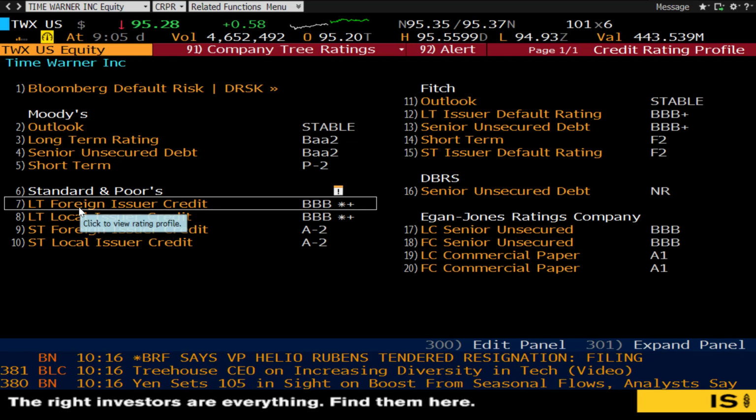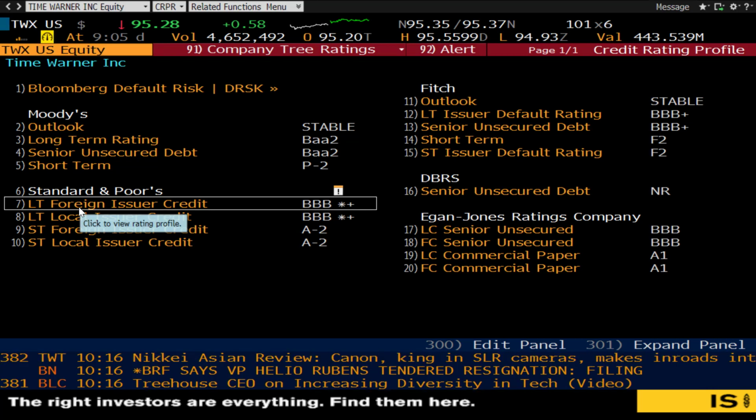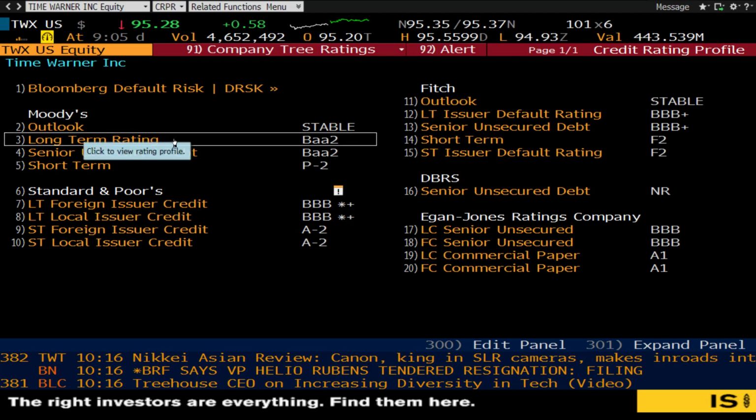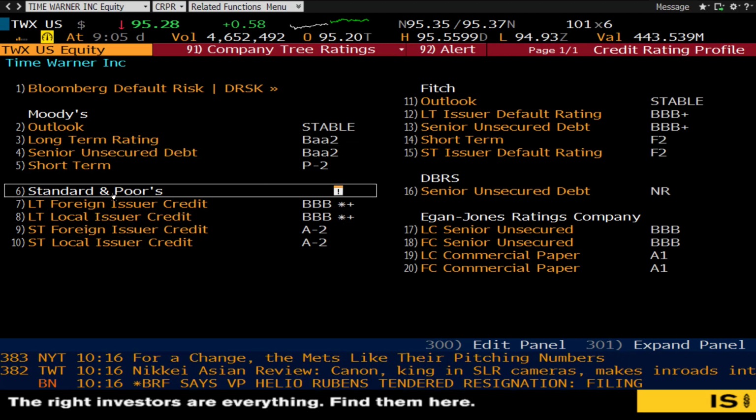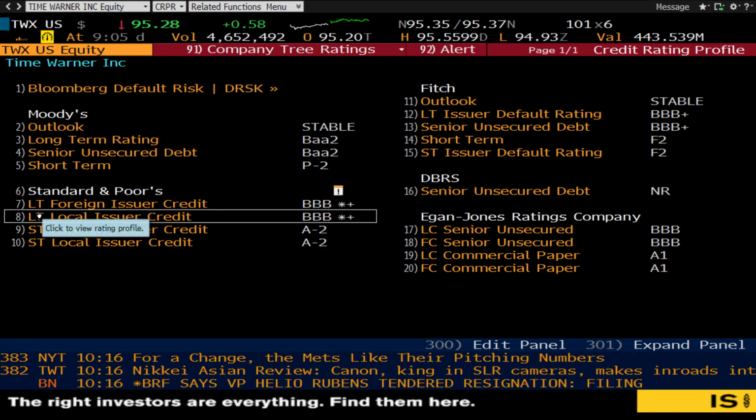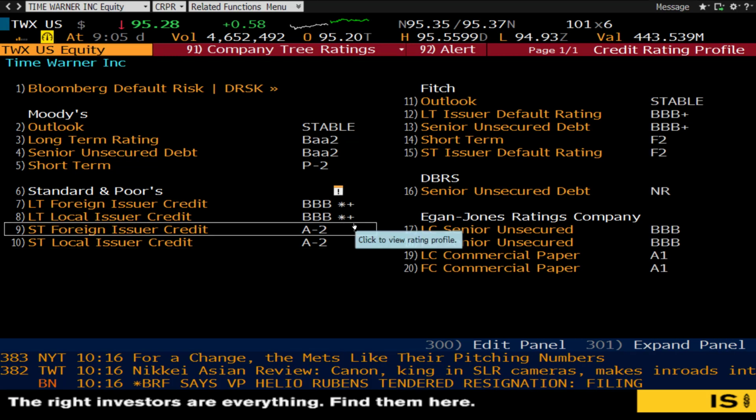So this will tell you what the credit rating agencies feel Time Warner is in terms of its overall risk. You can see that, for example, Moody's believes that the long-term rating is Baa2. Standard & Poor's, again, long-term foreign issuer credit is BBB, and so on. So essentially what we have here is an overview of different rating agencies and how they feel in terms of Time Warner when it comes to its risk.